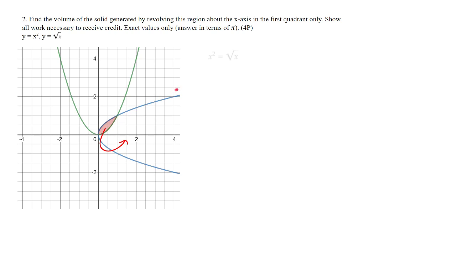So what you want to do is set these two equal to each other, square both sides to get x to the 4th equals x, subtract x, and then you can just factor: x times the quantity x cubed minus 1 equals 0. And then your two solutions are obviously x equals 1 and x equals 0.